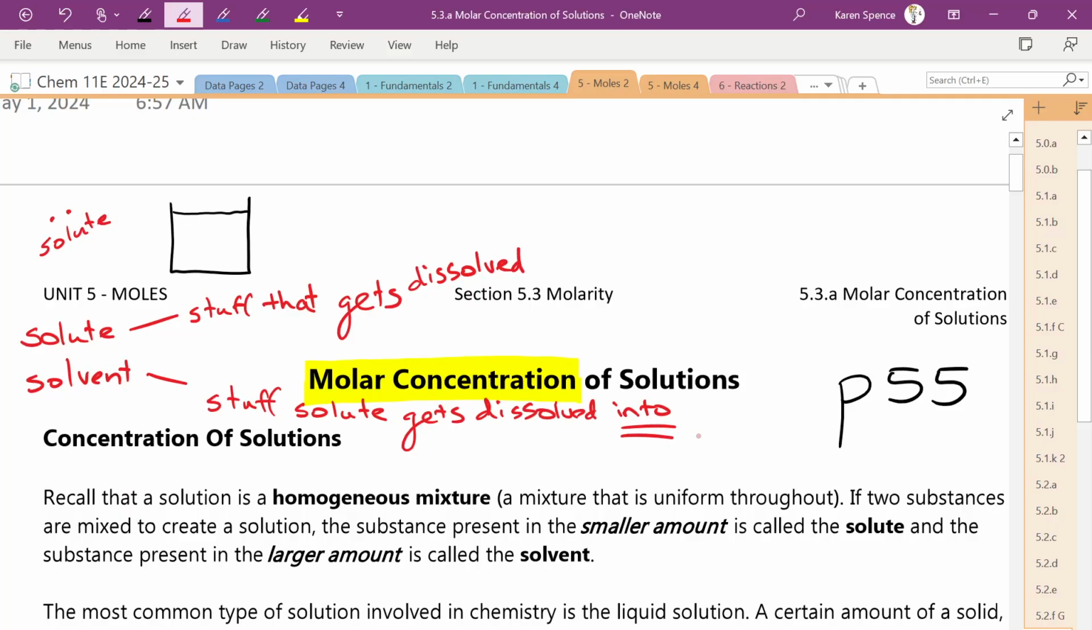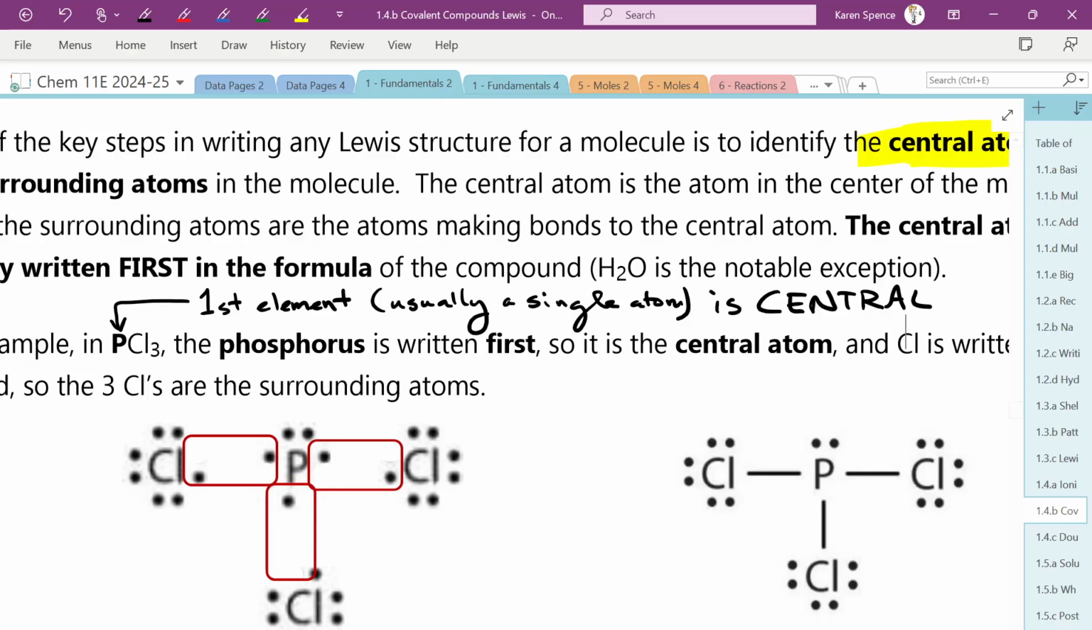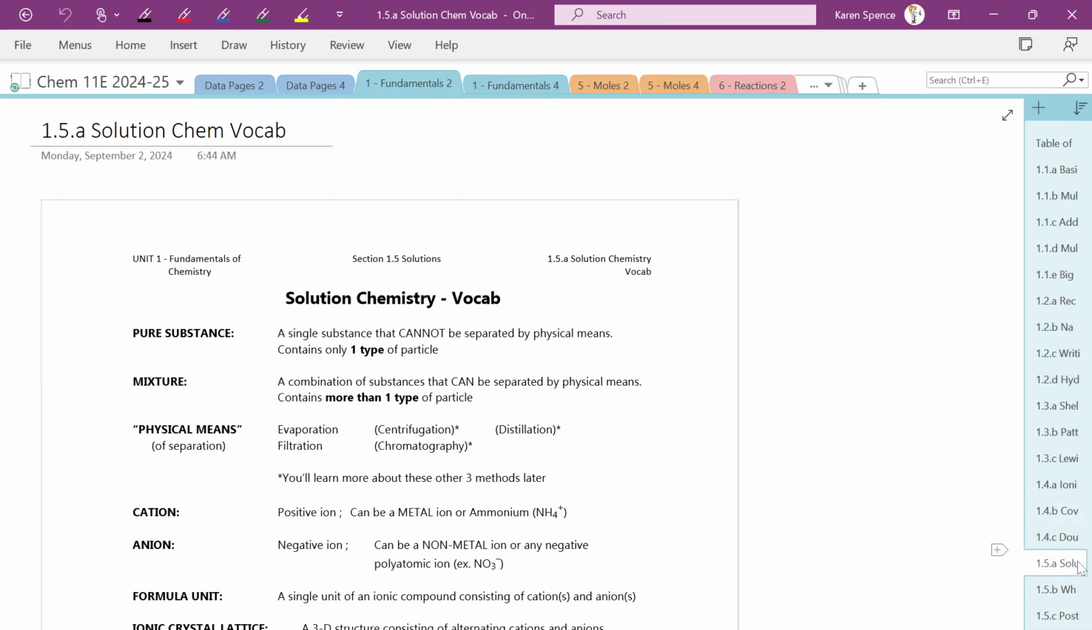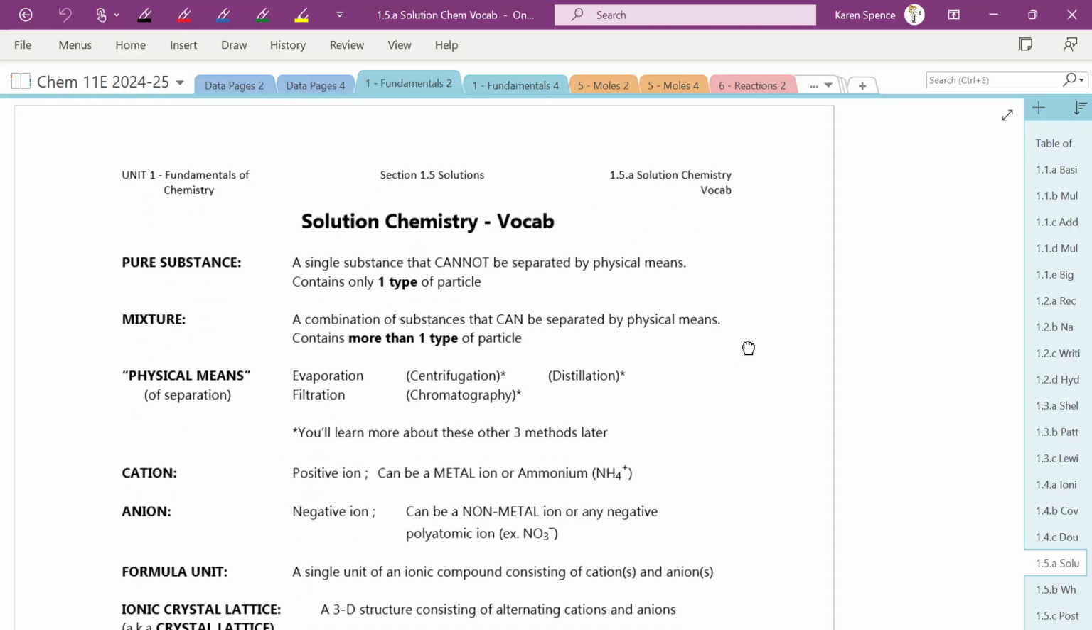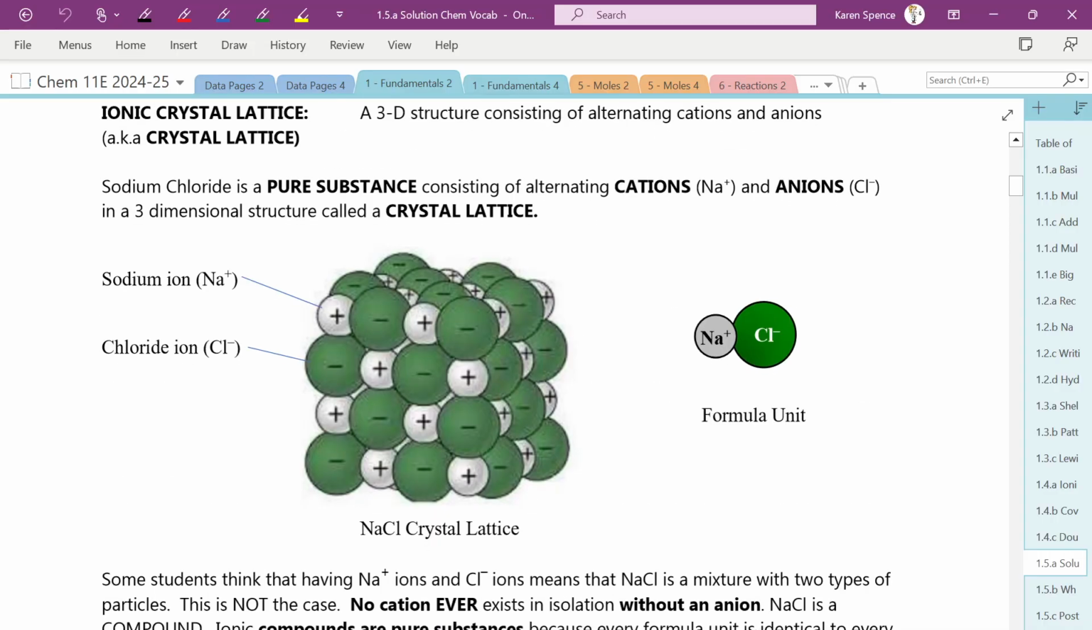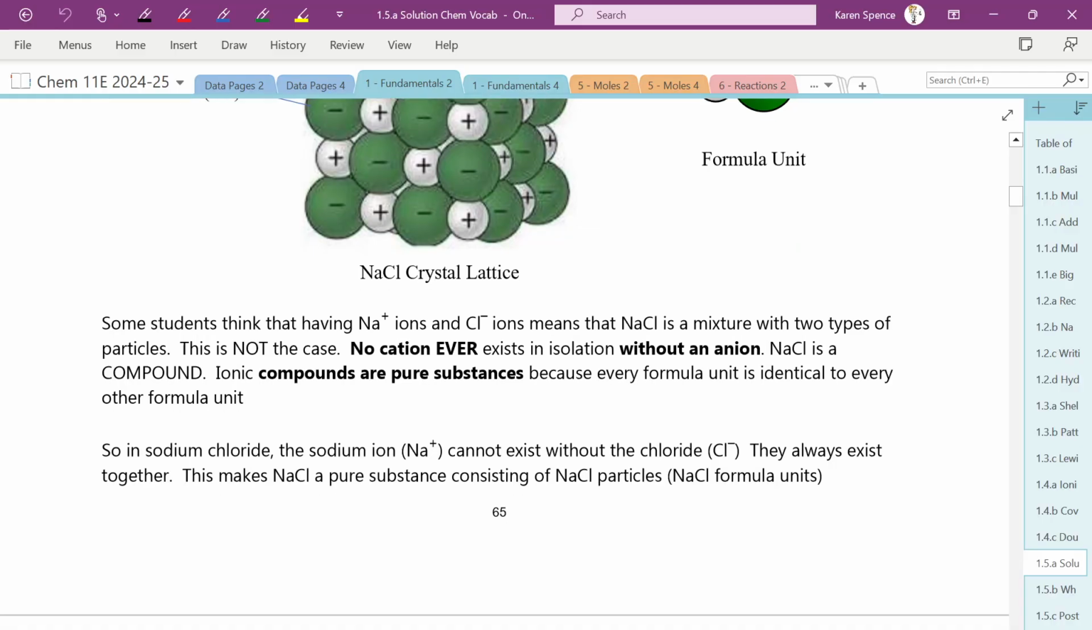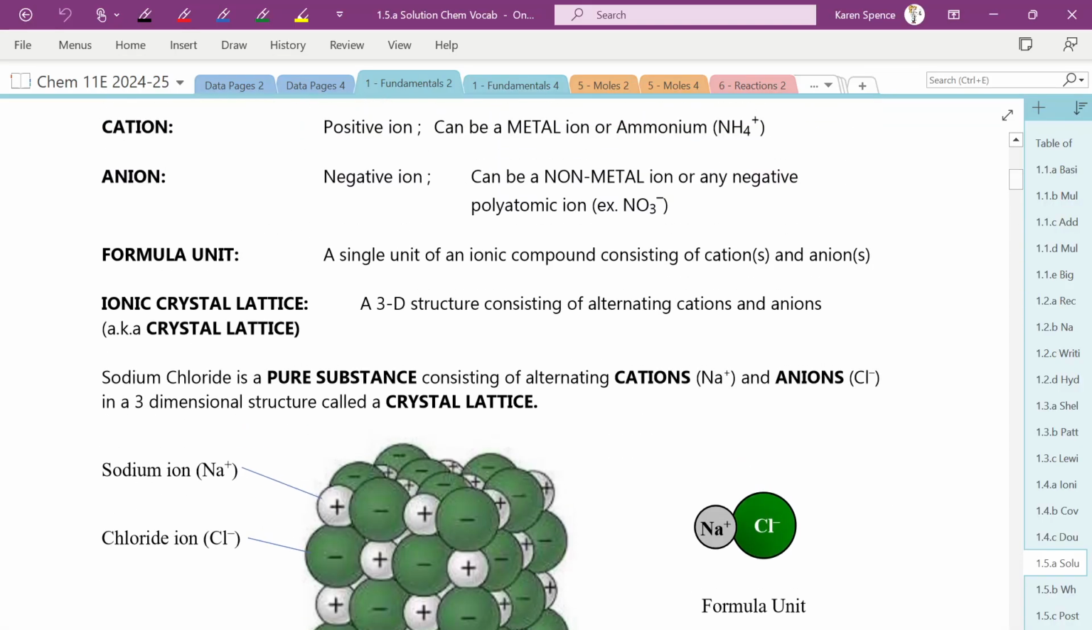And in fact, I am rethinking doing this right now, and I'm thinking maybe we should go back to our fundamentals because there's a little section on solutions in our fundamentals. Let me take a quick look here. Oh yeah, we got a whole bunch of solution vocabulary in our white book on page 65. Let's go there.